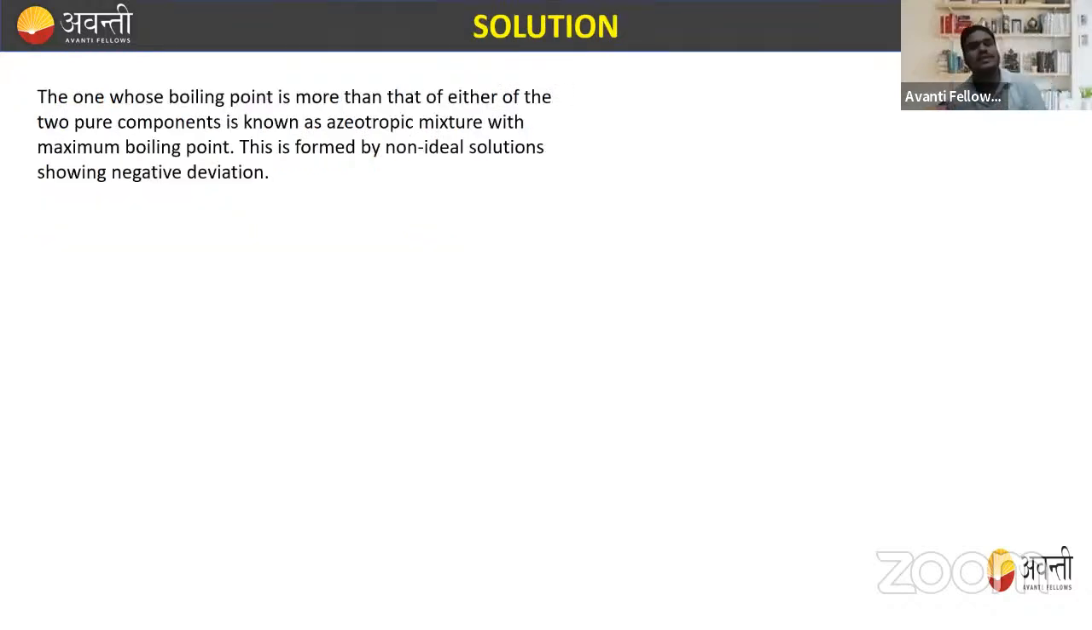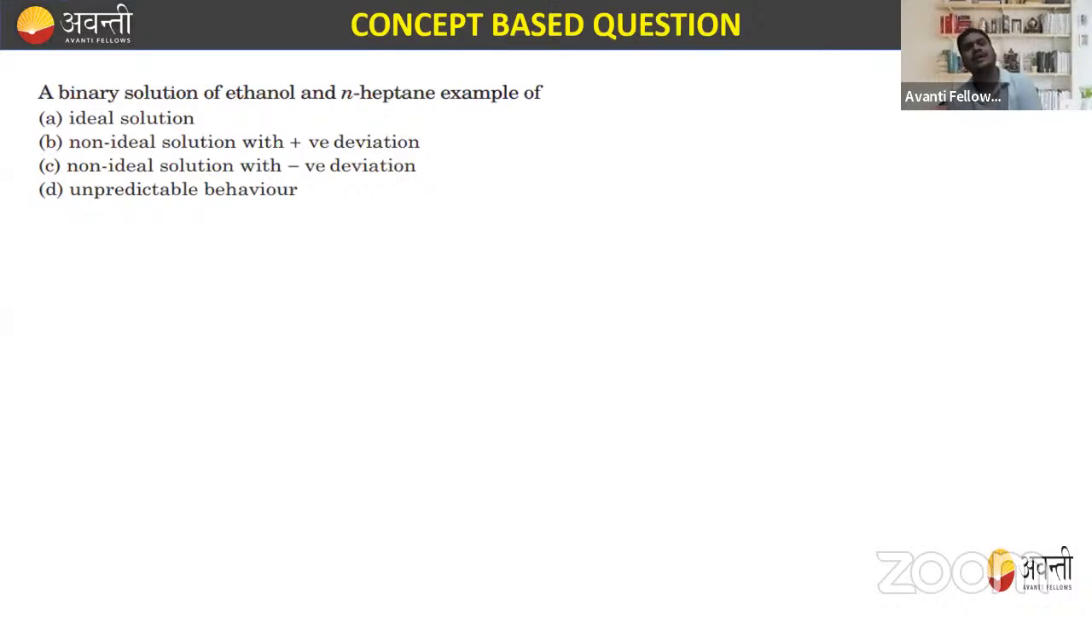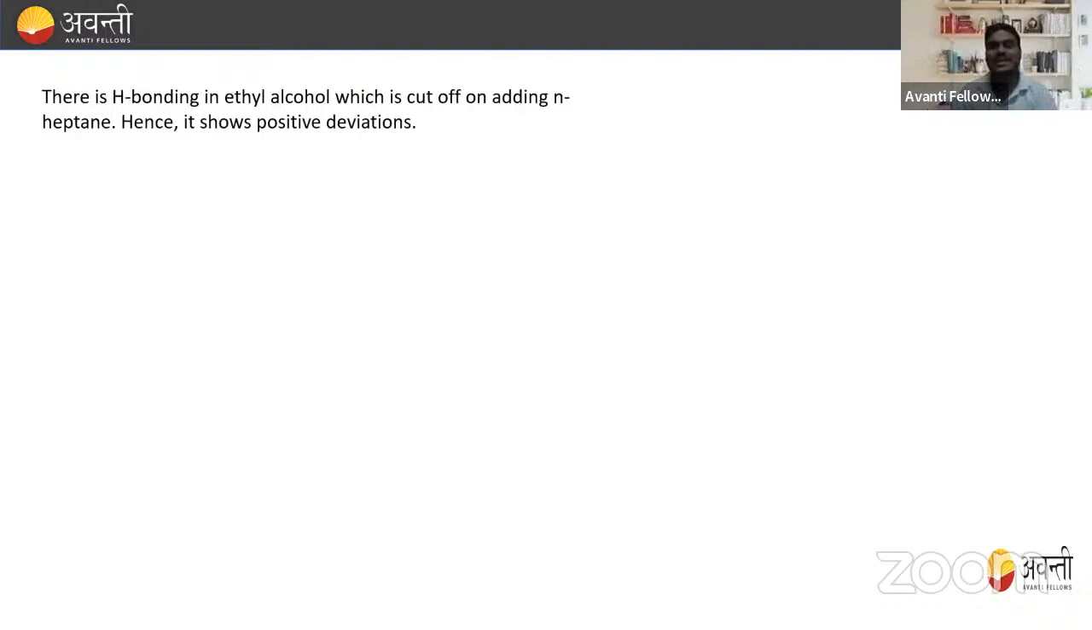Now, let's see the next question. A binary solution of ethanol and n-heptane. You have to remember the examples of positive and negative deviation, then only you are able to predict the answer, right? That is alcohol and n-heptane, an example of whether it shows an ideal solution, a non-ideal solution with positive deviation, a non-ideal solution with negative deviation, or unpredictable behavior. The correct answer is that there is hydrogen bonding in ethyl alcohol which is cut off on adding n-heptane. Hence it shows positive deviation.